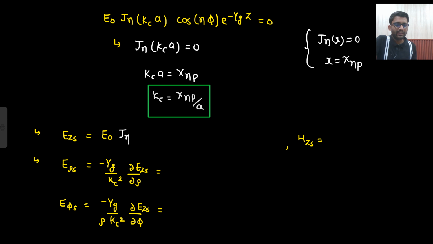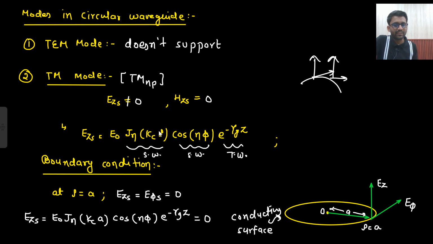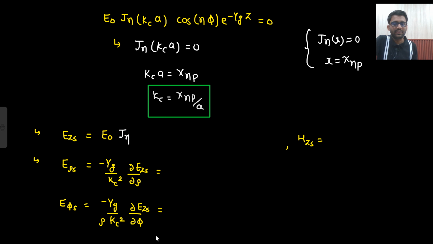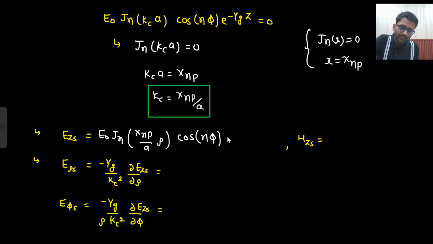So now what will be the expression? Ez was E naught Jn Kc rho cos n phi e to the power minus gamma g z. So now your Ez would become E naught Jn of Kc into rho, where Kc is x n p by a, so Jn of x n p by a times rho, cos n phi e to the power minus gamma g z. And which mode are we studying? We are studying the transverse magnetic mode. So in the transverse magnetic mode, certainly our Hz will be equal to 0.